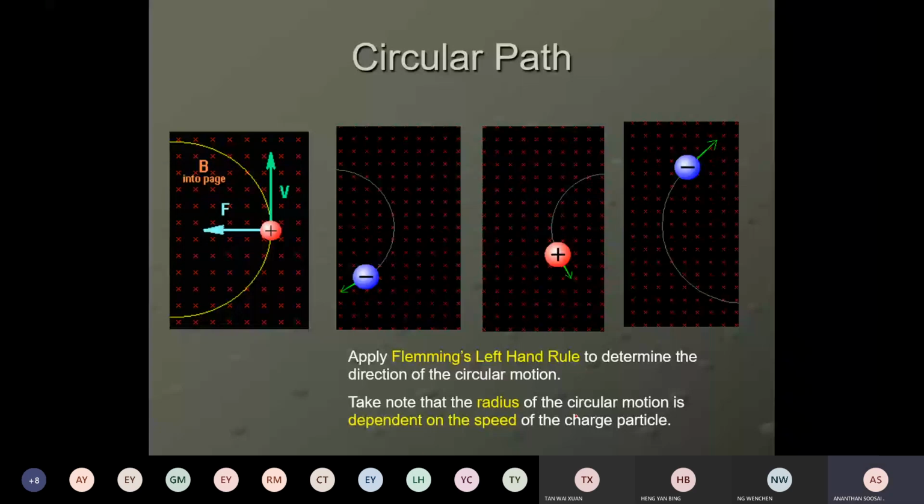So take note, the radius of the circular motion depends on the speed of the charged particle. The radius you make depends on what speed it's traveling at. Let me interpret that in the next slide. Whatever it is, a charged particle entering a magnetic field experiences a circular path.